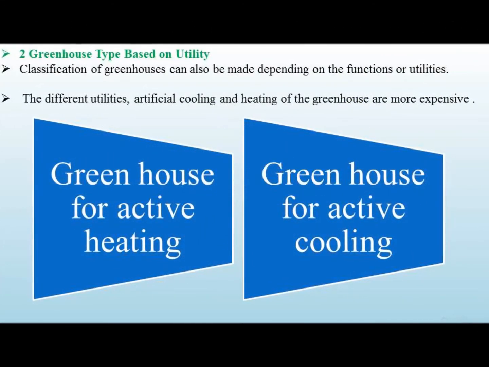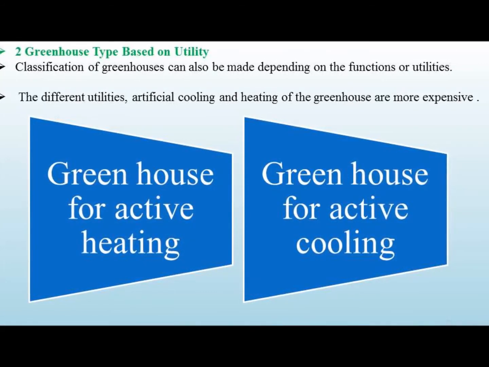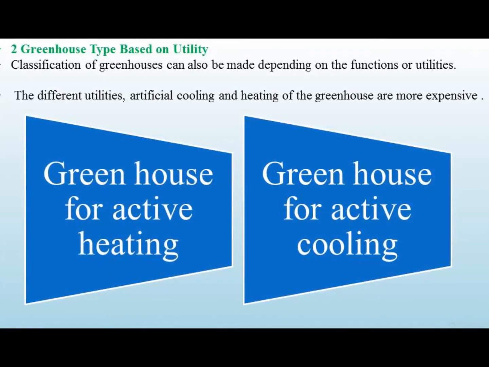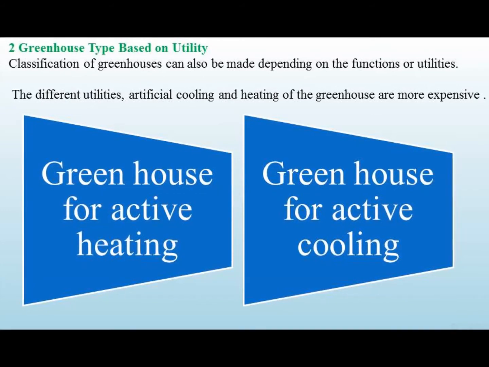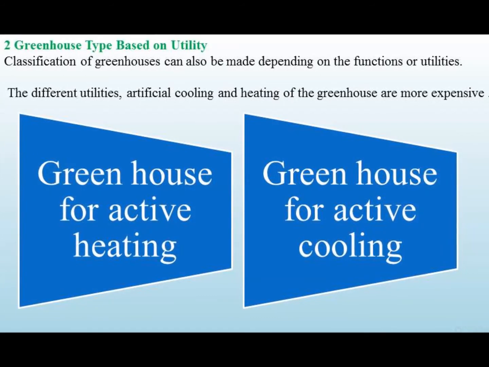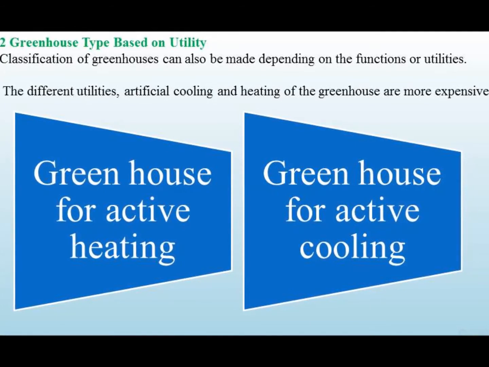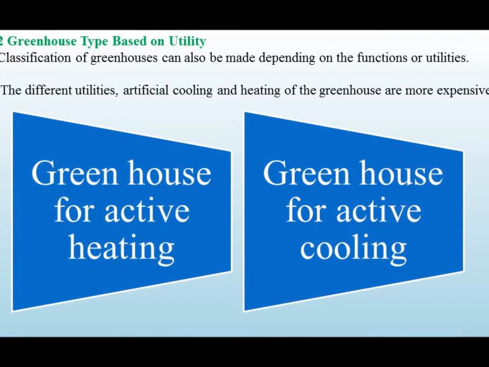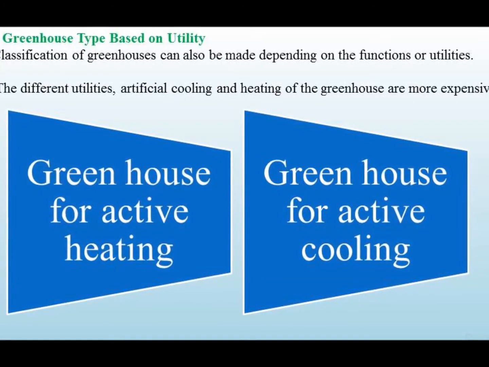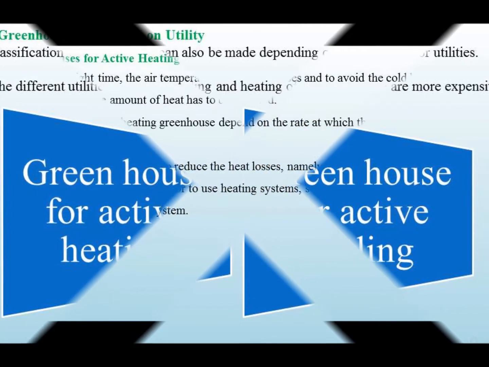Then the next type of classification of greenhouse is greenhouse type based on utility. Here utility means the functioning or working principle of the greenhouse. There are various functions and utilities in the greenhouse, but artificial cooling and artificial heating in a greenhouse are very expensive. According to the functioning of the greenhouse, they are classified into two main types: greenhouse for active heating and greenhouse for active cooling.